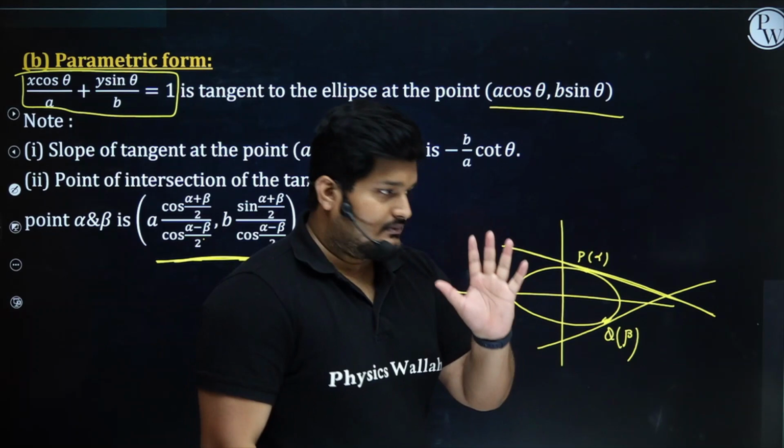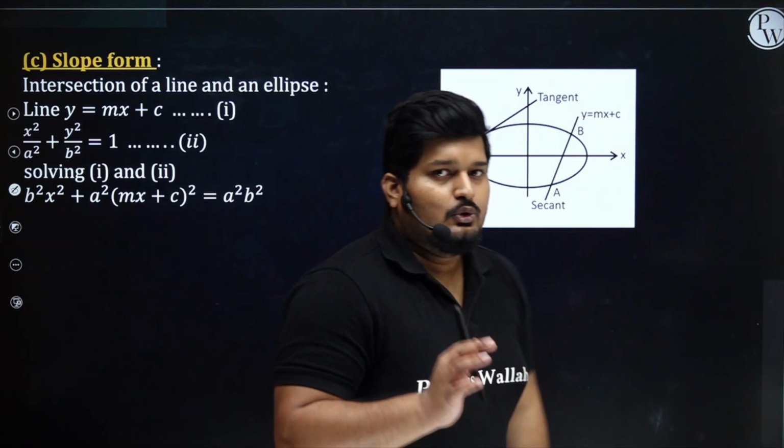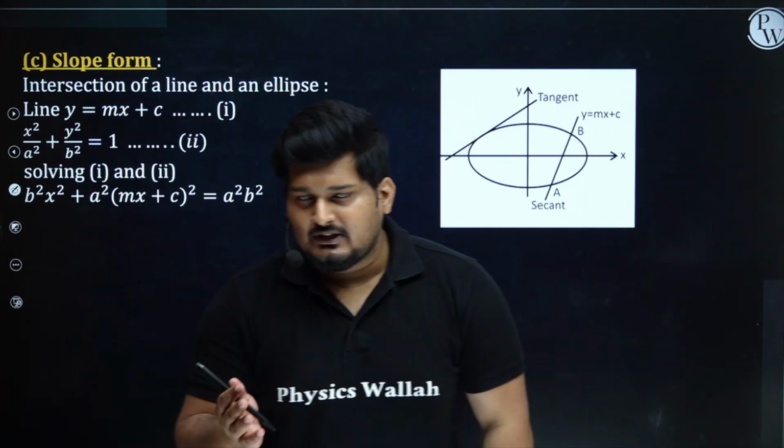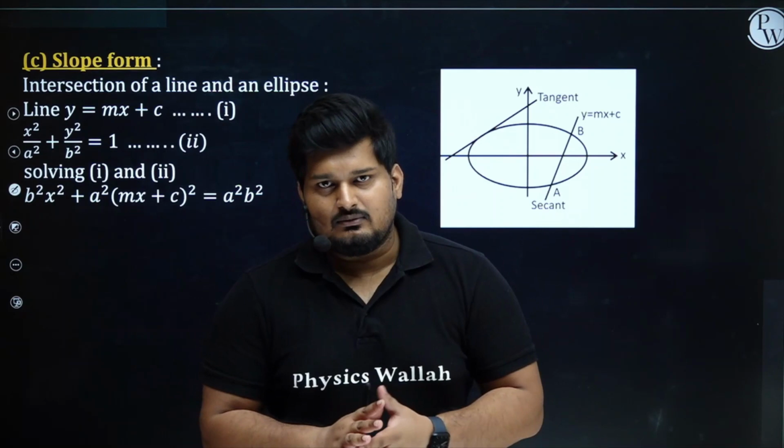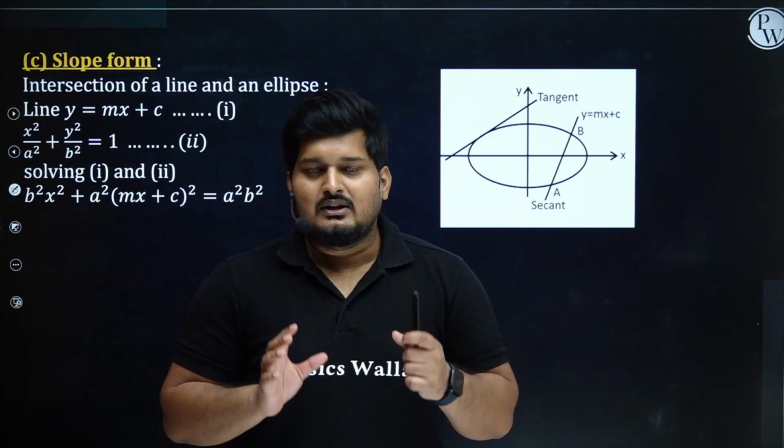Okay, moving on. Slope form. Now, slope form is something which you have to remember at any cost. The process is simple. It is exactly what we did in circle and parabola, because we are still dealing with a second degree curve. If slope is given and I am saying that y equal to mx plus c is the tangent, what exactly is the condition of tangency?